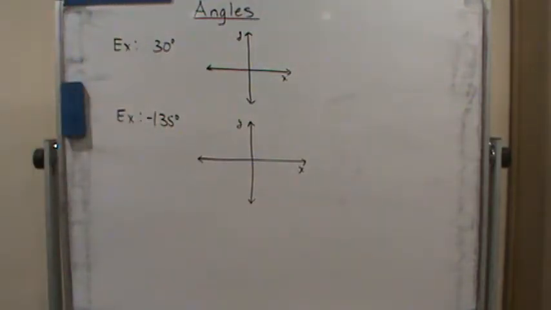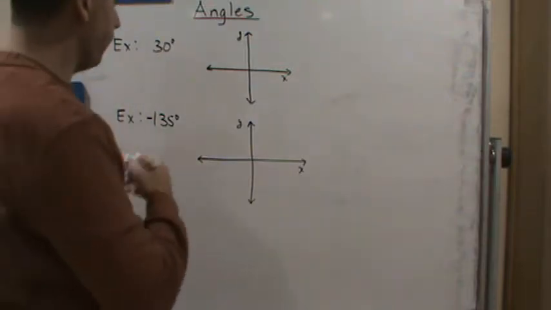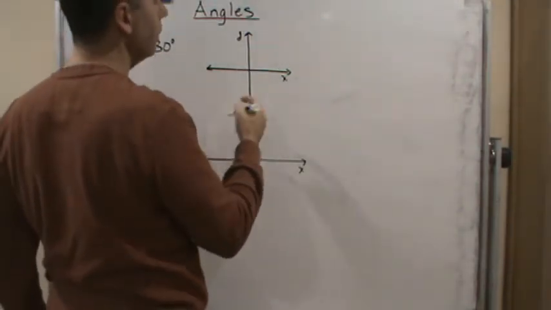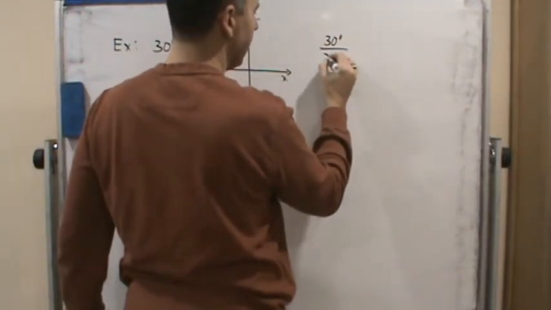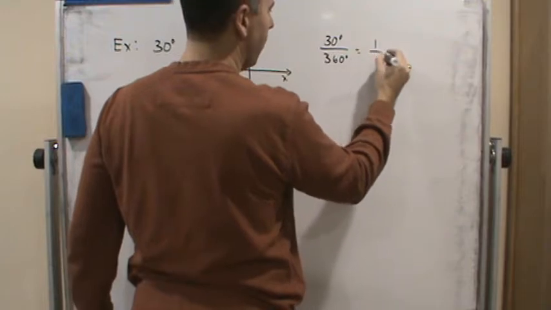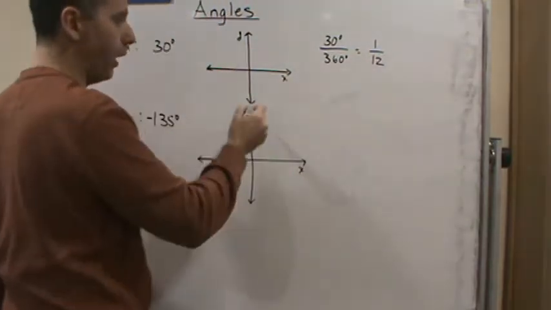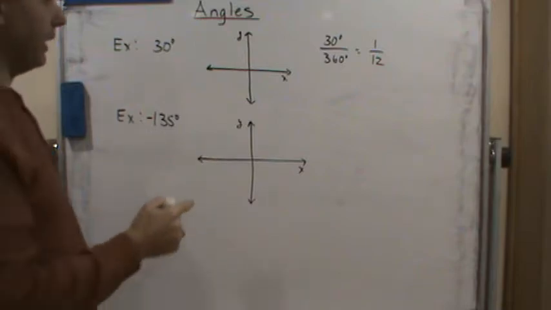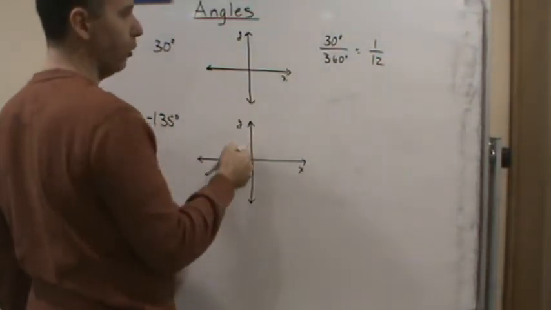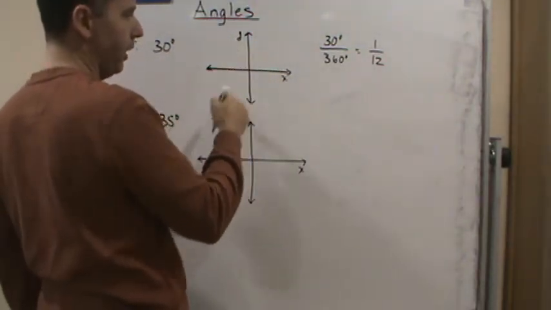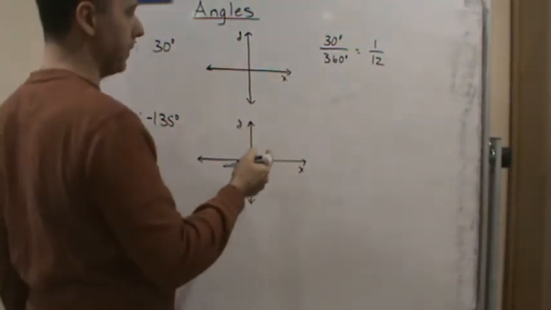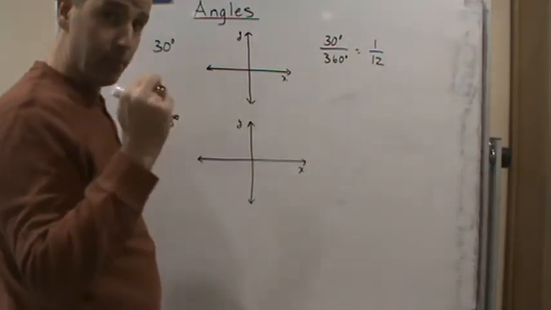Some of you may already know this, but let's look at what fraction of the circle we're looking at. 30 degrees divided by 360 is 1/12. So it's 1/12 of a circle. Because we're dealing with 4 quadrants, how many twelfths are there in each quadrant? There's going to be 3.